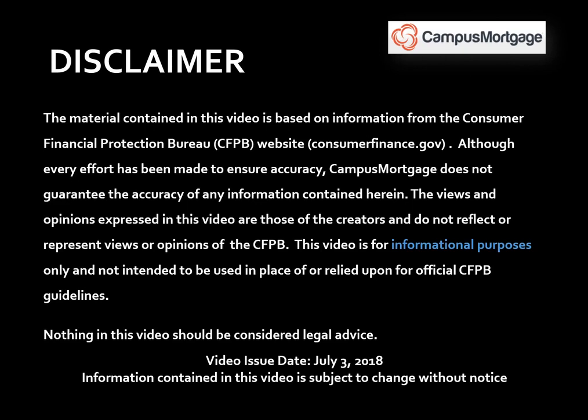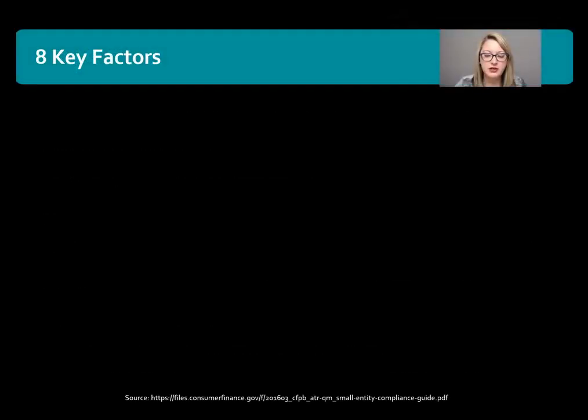without notice. So we talked about in part 1 that for a lender to originate a qualified mortgage loan, in other words, a loan that can be sold to Fannie and Freddie, it has to meet certain requirements. Part of that is the ability to repay. So the lender needs to prove that the borrower has the ability to repay. And to do that, they have to look at these 8 key factors.